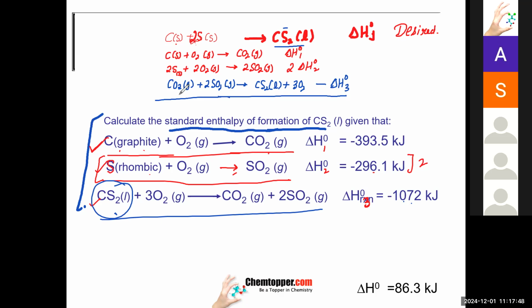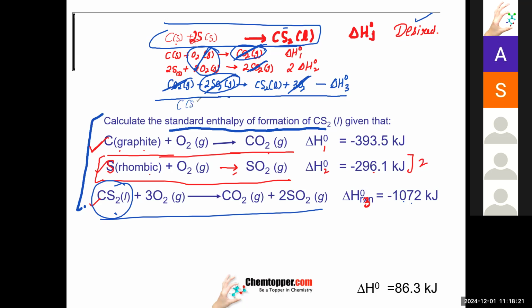Okay, I'm adding, children. After adding, I should get my desired equation, the one I want. If I'm not getting that, I have made some error. Okay, let's see what all is cancelling out. 3 oxygen cancelled. CO2 cancelled. 2 SO2 cancelled. What is left? I'm left with my desired equation. All the rest are cancelled.